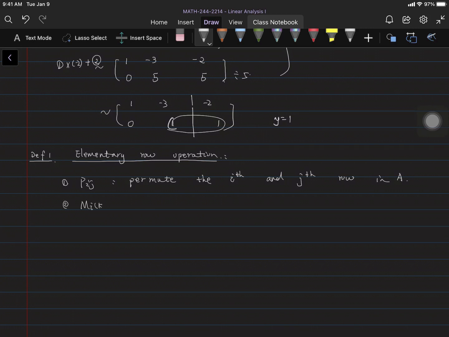Second, MIK. So what's the meaning of this one? It means multiply the i's row by a number k. So multiply every element of i's row by the number k, a constant number k.